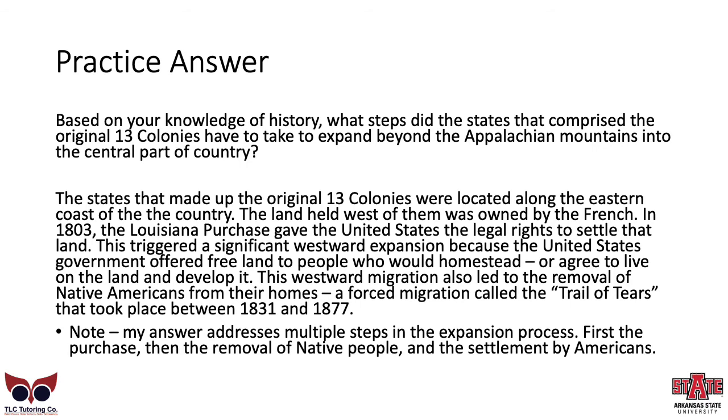This westward migration also led to the removal of Native Americans from their homes, a forced migration called the Trail of Tears that took place between 1831 and 1877. Note: my answer addresses multiple steps in the expansion process. First, the purchase, then the removal of native people, and the settlement by Americans.